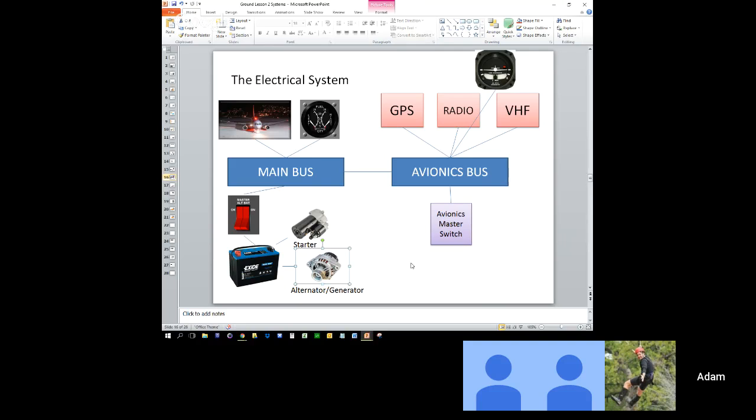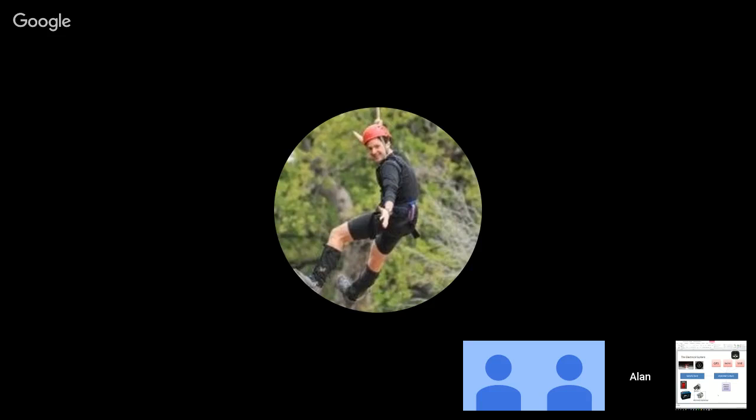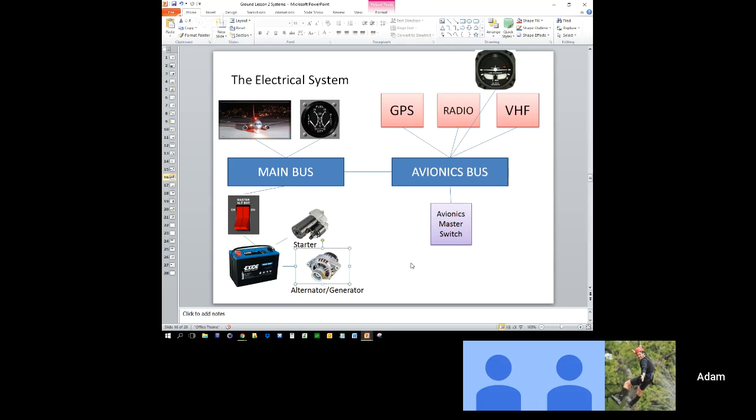The electrical system is split into two different, what they call buses, or you can call them circuits. There's a main circuit and an avionics circuit. Anyone venture a guess why there may be a separate circuit for the avionics? Because of its criticality? Or maybe it's less critical? Yeah, it's definitely critical. That is one very good reason. It's a critical circuit because it's got very critical instrumentation on it.